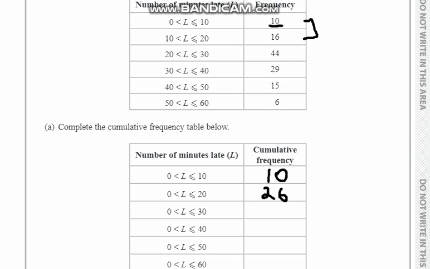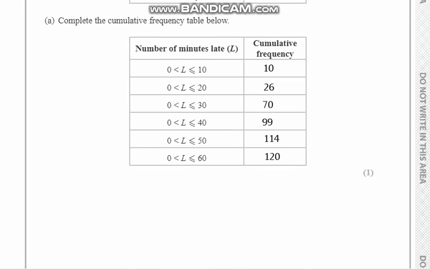Okay, and when you add this 26 to 44, you'll get 70, and that's how you just use it over and over again and just add these values, and you'll get the total value down here. If you calculate, you'll get the same value. So I'll just complete the cumulative frequency box. There you go, I completed the cumulative frequency. That's 10, 26, 70, 99, 114, 120.